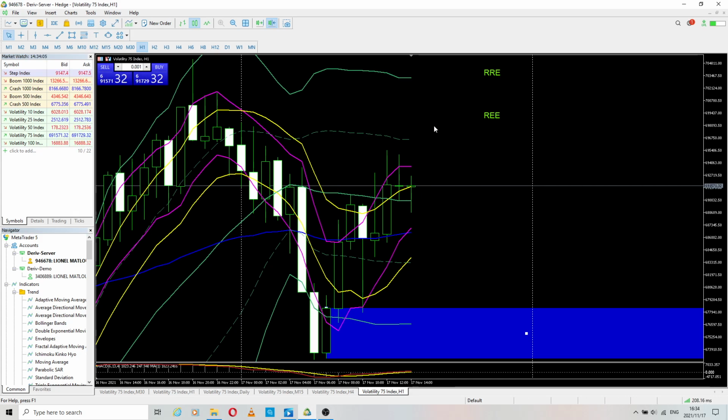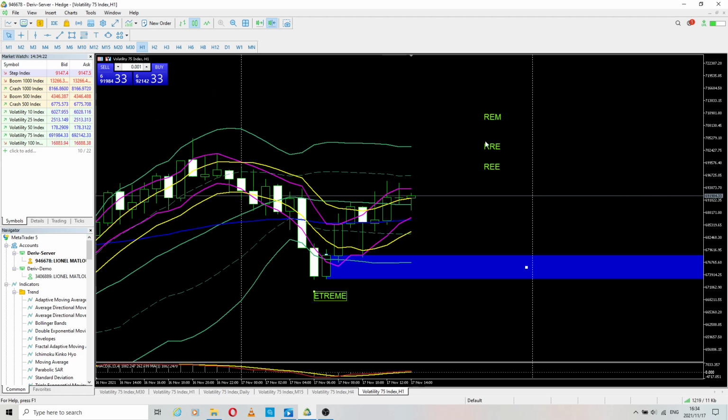And when we have a re-entry, guys, we are going to use a multi-time frame analysis. What we are going to have on multi-time frame analysis is these things which I have written here. We are going to have a REM, RRE, REE. So the first R is for re-entry. The next letter here is E, which is for extreme, and the letter here is M, which is for MLV.